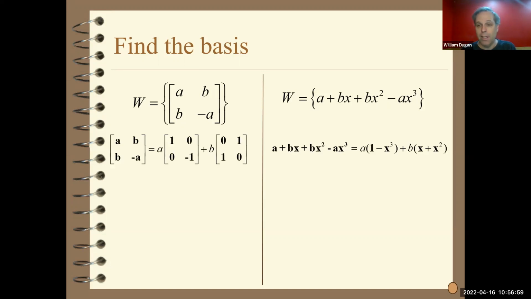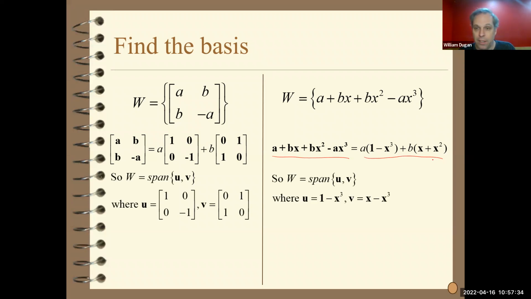And in fact, notice that on the left, you can write the matrix a, b, b, negative a. You could rip it apart in terms of a matrix of a's and a matrix of b's, and then pull the scalars a and b out to get this expression. The same can be said for the polynomials. Notice on the right-hand side, you can gather up all the terms that have an a, all the terms that have a b, and then pull the scalars a and b out to get that. In this case, this particular polynomial can be written as this linear combination of these two vectors. So therefore, on the left-hand side, W is spanned by these two matrices, U and V. And on the right-hand side, W is spanned by these two polynomials.